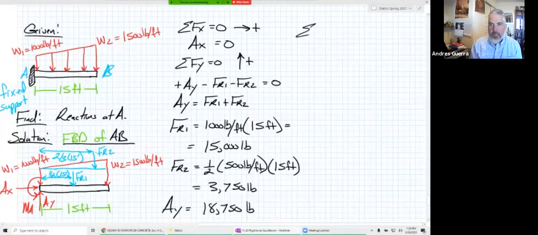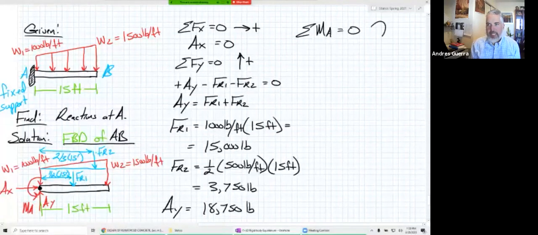And we're going to sum moments. We have to pick where we want to sum moments about. We can really sum moments anywhere, but which point is going to get rid of the most unknowns? Well, point A is going to get rid of the most unknowns. So I'm going to sum moments about A is equal to 0.